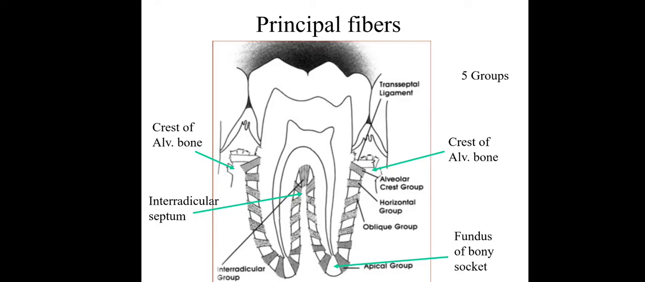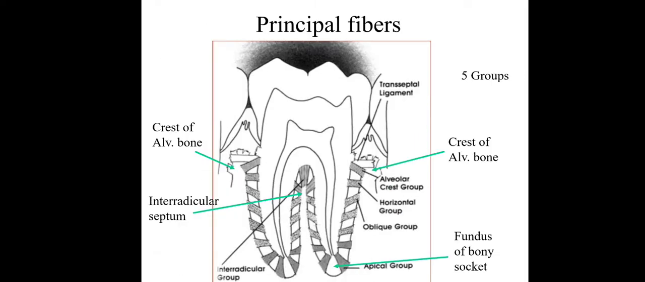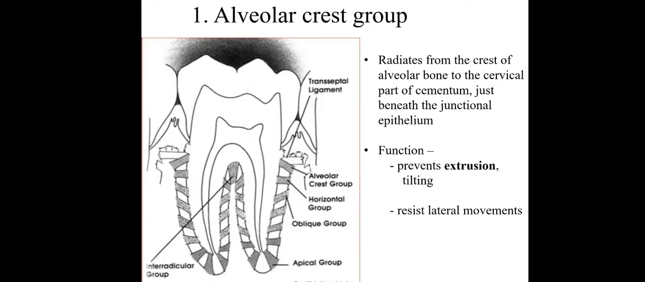First we will be talking about the various groups of principal fibers. The principal fibers are the collagen fibers which play the most important roles in the periodontal ligament. There are mainly 5 groups of principal fibers: the alveolar crest group of fibers, horizontal group of fibers, oblique group of fibers, apical group of fibers and interradicular group of fibers. There are 5 major groups and we will see each one of them separately.